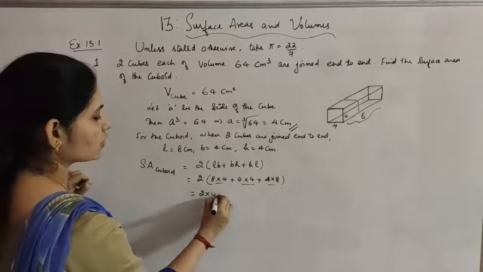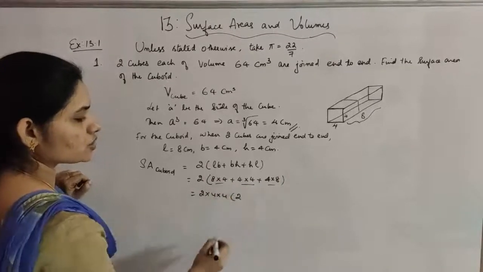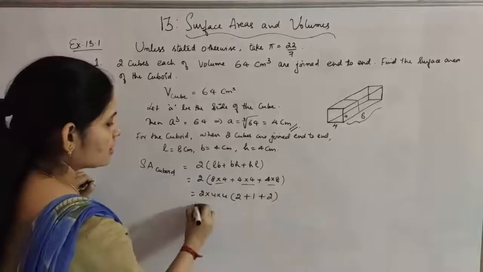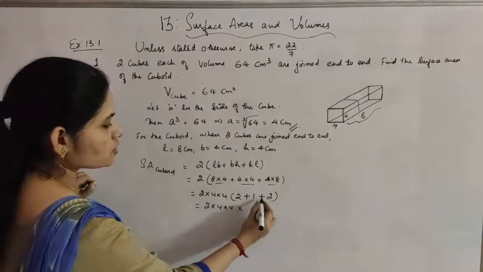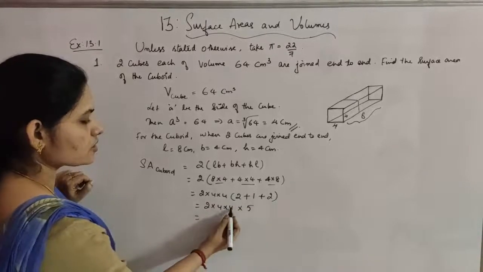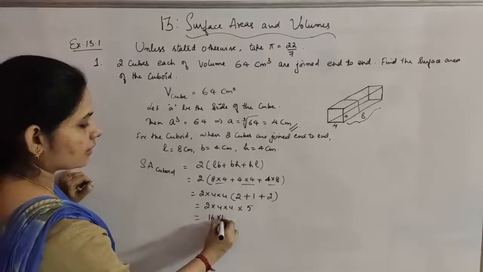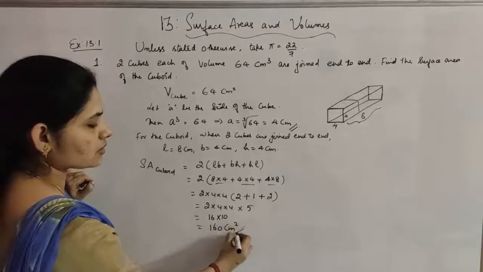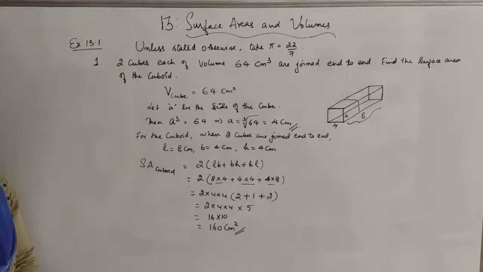So 2 into 4 into 4. It will be easy for you to calculate. This will give you only 2 here, plus here nothing, that is 1, here you have 2 again. So that it is 2 into 4 into 4 into this is 5. So this will give you 416, 16 into 10, which is 160 centimeter. What is the unit? Centimeter square. So this is the surface area of the cuboid.